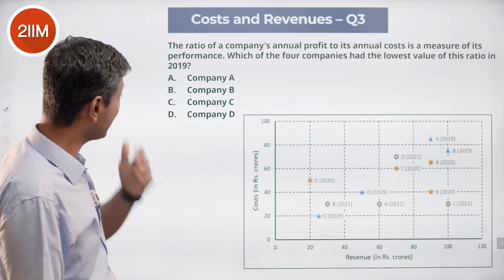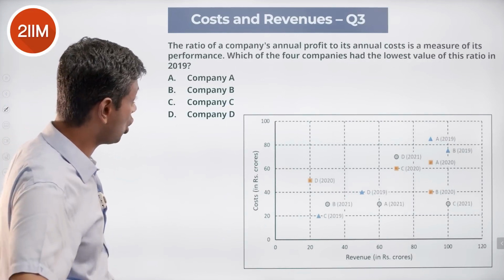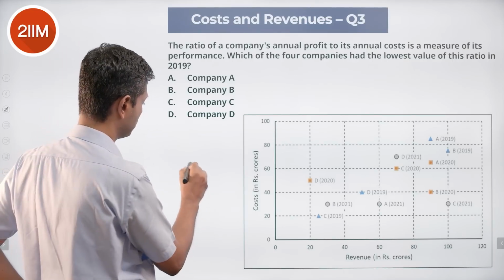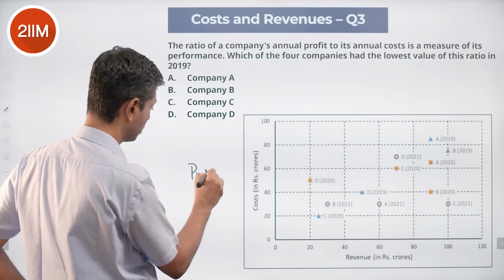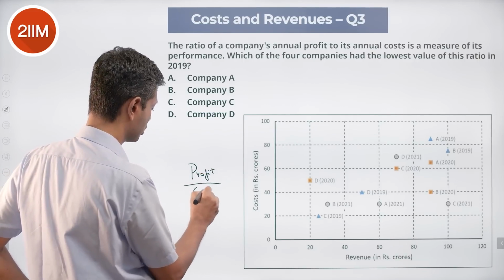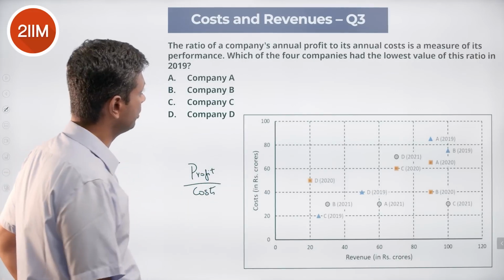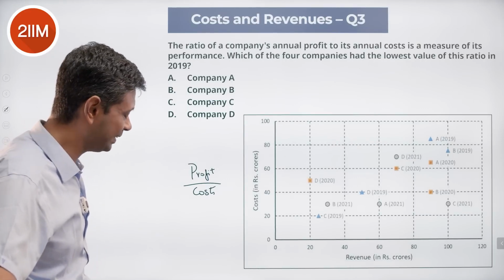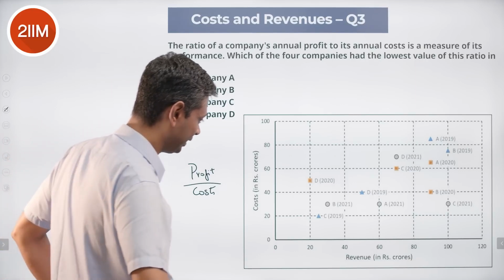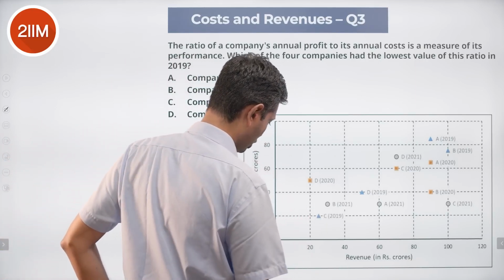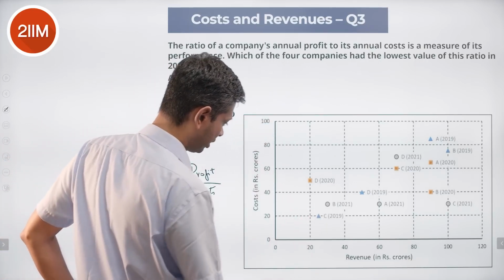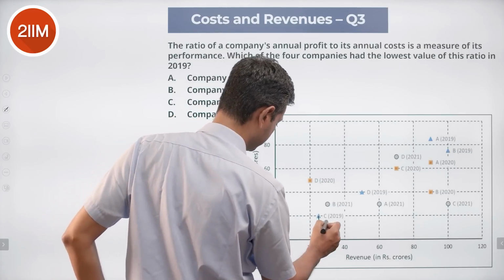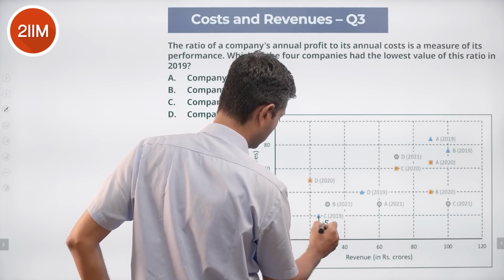The ratio of a company's annual profits to its annual cost is a measure of its performance. Profit by costs is a measure. Which of the following had the lowest value in this ratio of 2019? 2019, C profit, maybe this number is 25. So this is 5 by 20. Cost is here.